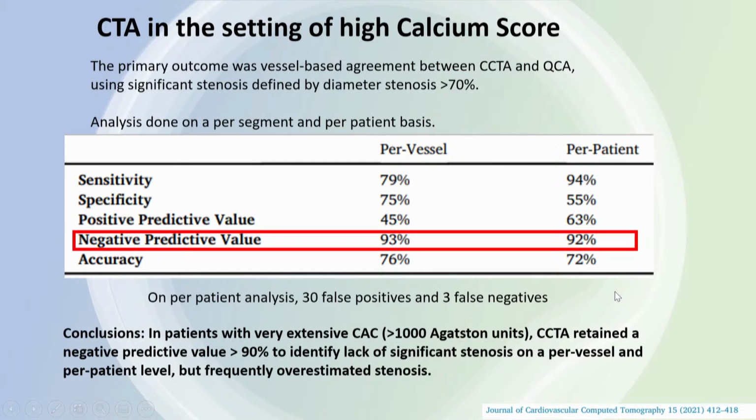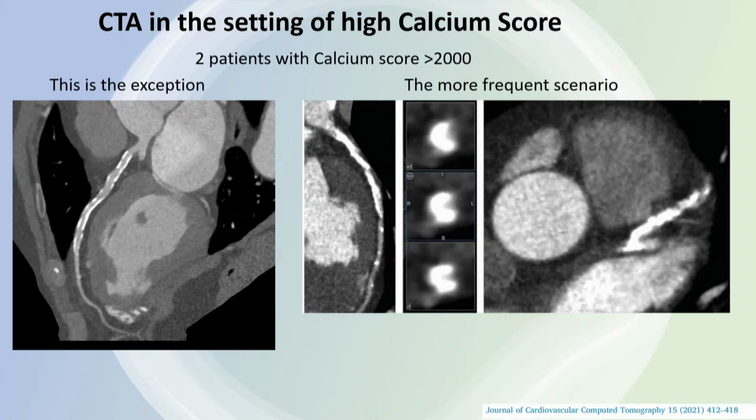So the conclusion was, with very high calcium score, CT retains a negative predictive value greater than 90%, but frequently overestimates the stenosis. These are 2 examples of cases done in our lab. I showed this case, South Asian male in the MMI conference, and we actually said in this case there was no significant stenosis. This patient had a calcium score of 2,500.